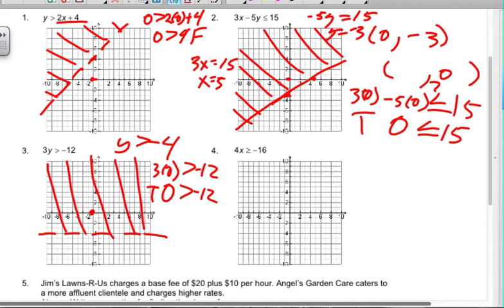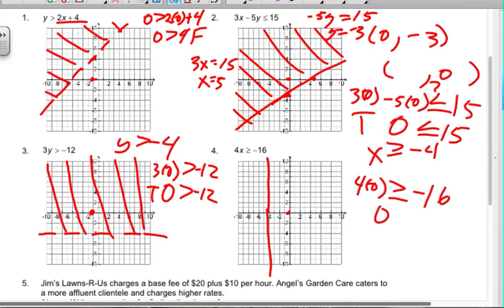And then the last thing we'll do is come over here. We'll divide by 4. So x is going to be bigger than or equal to negative 4. And it's bigger than or equal to, so it's going to be solid. This line right here, vertical line. 0, 0 is available. So 4 times 0, is that greater than or equal to negative 16? Or 0 greater than or equal to negative 16? And that's true. 0 is bigger than negative 16. So I shade this side over here.